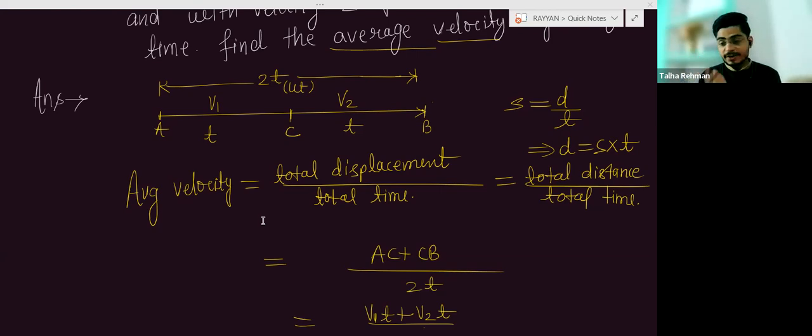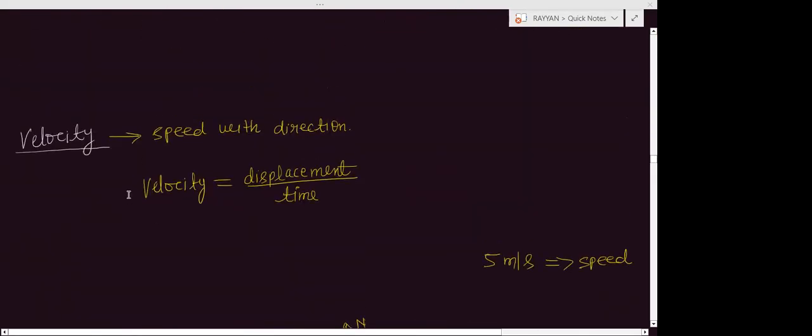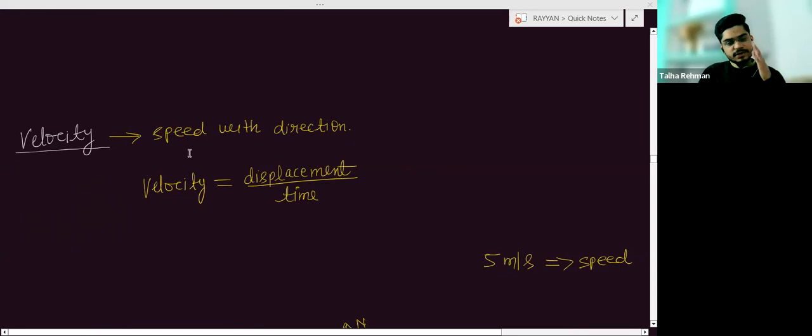Now when you define velocity, you will say 5 meter per second along east, 5 meter per second along west. It means if you define velocity, you should have a magnitude as well as the direction. 5 meter per second is the magnitude, and along north, along south is the direction. Along x-axis, along y-axis, along z-axis, this is the direction. So velocity is speed with direction.